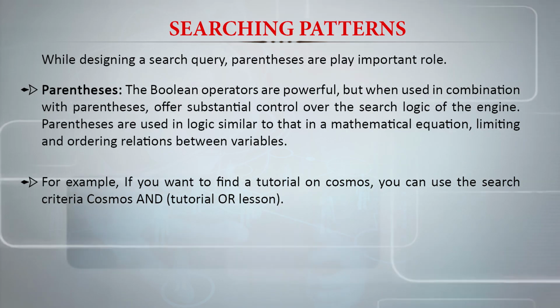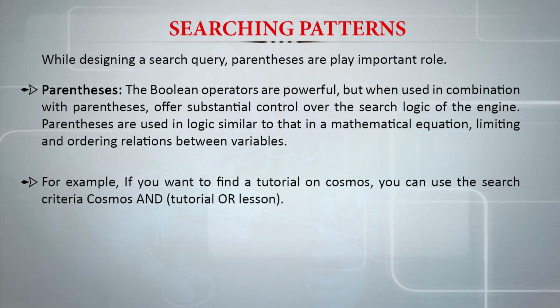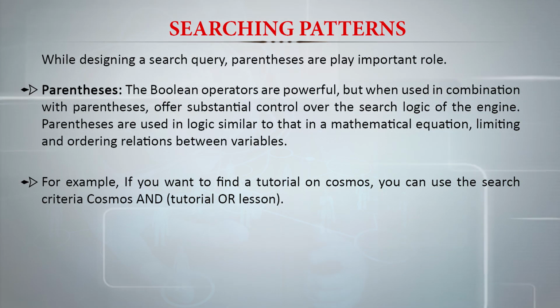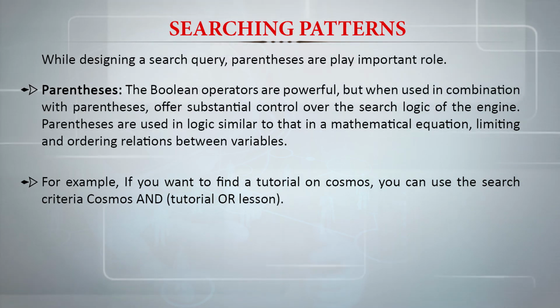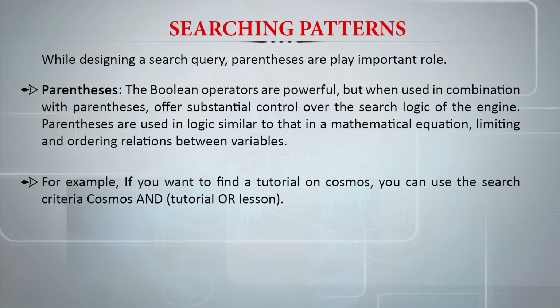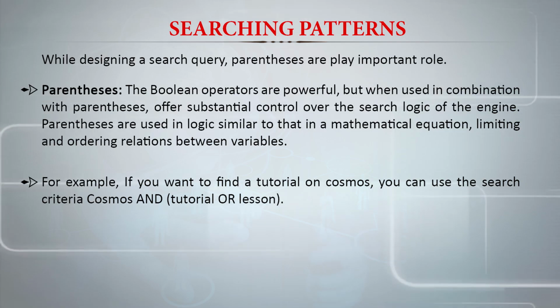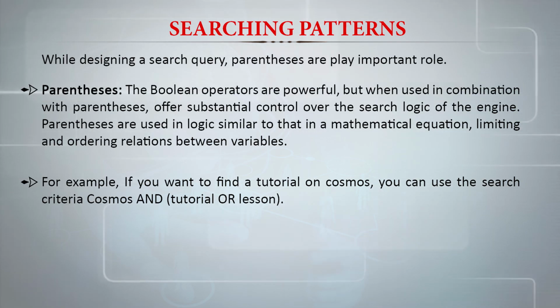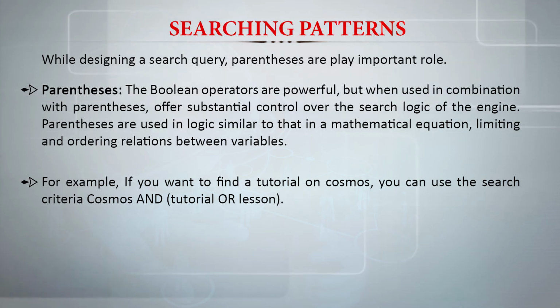So we decide to search it on the internet, and for searching we need a search engine. We open the search engine and we type Cosmos AND, and then we put in parentheses tutorial OR lesson. So: Cosmos AND (tutorial OR lesson). Here in the parentheses we have tutorial OR lesson, which means that either tutorial will do or lesson will do. That is one mandatory thing.